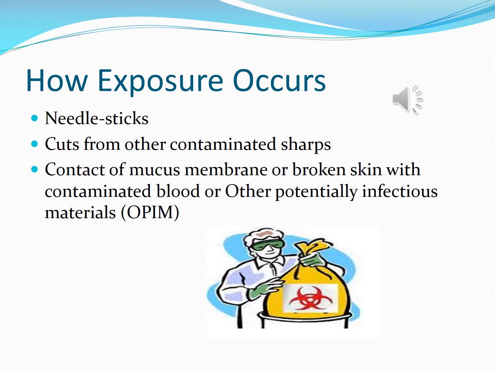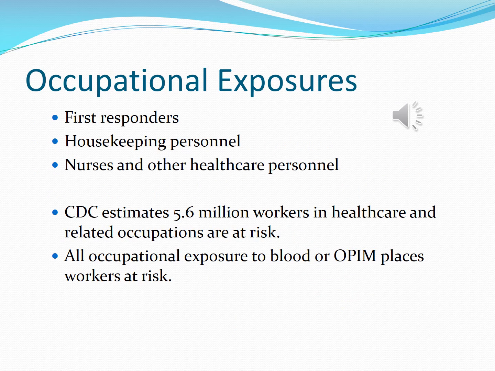How does exposure to bloodborne pathogens occur? Needle sticks, cuts from other contaminated sharps, contact of mucous membranes or broken skin with contaminated blood or other potentially infectious materials, or OPIM. First responders, housekeeping personnel, nurses, and other healthcare personnel are at risk for occupational exposures. The CDC estimates 5.6 million workers in healthcare and related occupations are at risk. All occupational exposures to blood, or OPIM, places workers at risk.